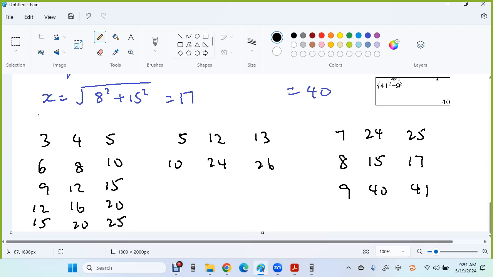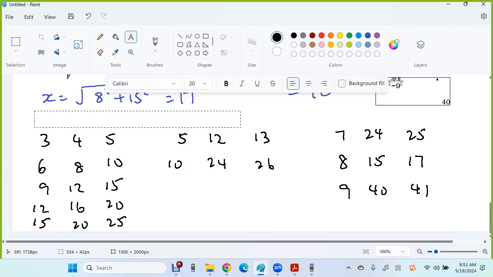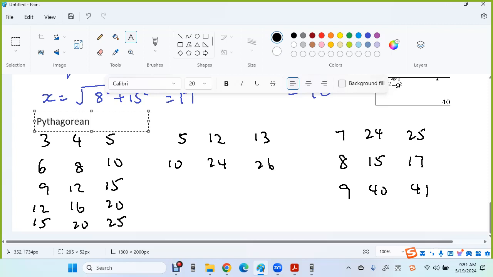We need to memorize these Pythagoras triples, then it is easier for us to solve questions that involve a right angle triangle. So this is the Pythagorean triples.